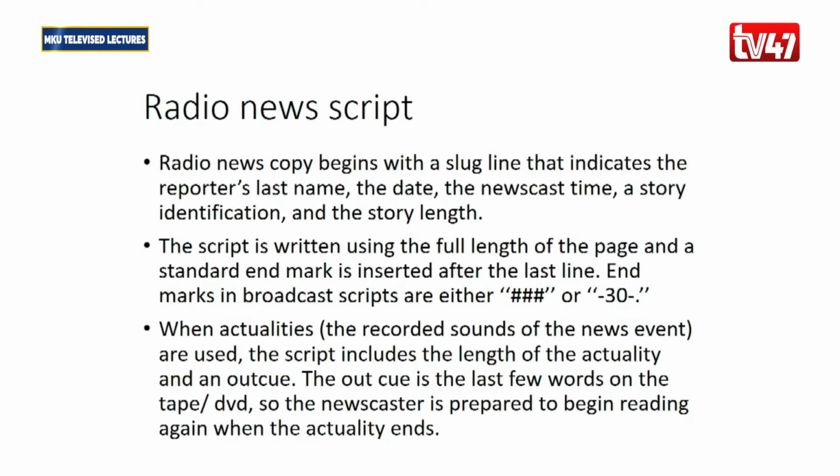When actualities, which are recorded sounds of the news event, are used, the script includes the length of the actuality and an out cue. The out cue is the last few words on the tape or DVD, so that the newscaster is prepared to begin reading again when the actuality comes to an end.